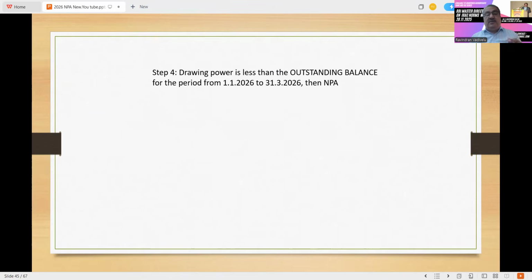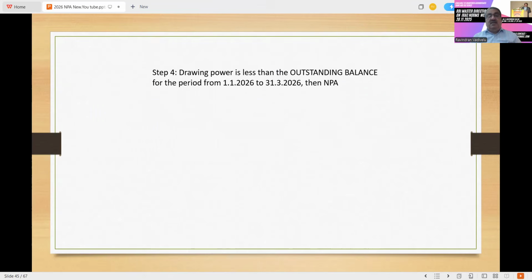Now step 4 says that the outstanding balance should be always below the drawing power. Otherwise, if it is not so for a continuous period of 90 days, then that account will be classified as NPA. Outstanding balance should always be below the drawing power. Otherwise, we can say that drawing power should not be less than the outstanding balance.